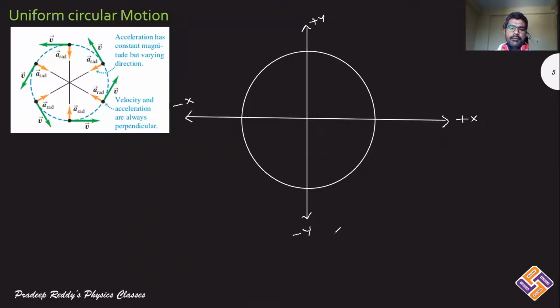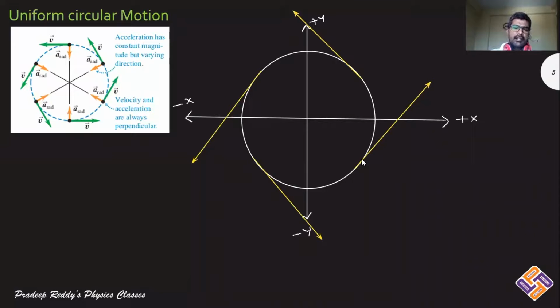At any particular point, if you want to find out velocity of the object, what you will do? Simply you will be drawing a tangent at that position. I want to find out velocity at this position, simply I'll draw a tangent like this. At a point here, I'll draw a tangent like this. At this point, I'll draw a tangent like this. So velocity is continuously changing with respect to time. The magnitude may remain the same, but the direction is continuously altered in case of circular motion.